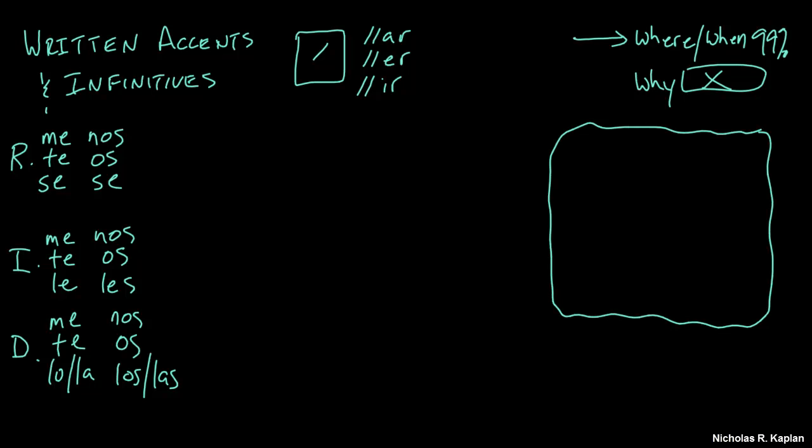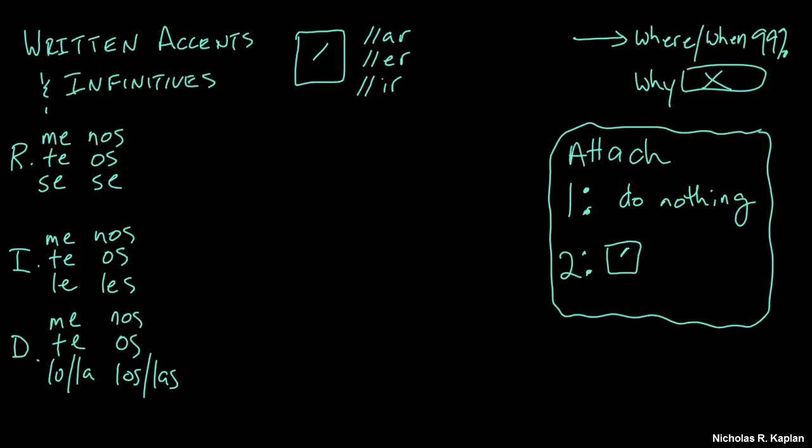Alright, let's put it in another box. If you attach one, me, te, se, no, so, se, etc., do nothing. That's easy, right? I told you this was easy. And if you attach two, alright, then we're just going to put a written accent on the vowel of the AR, of the ER, or of the IR. So we're going to put a written accent right there if we attach two. That's all there is to it.